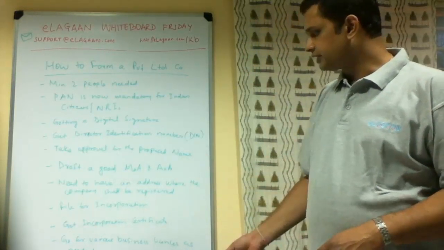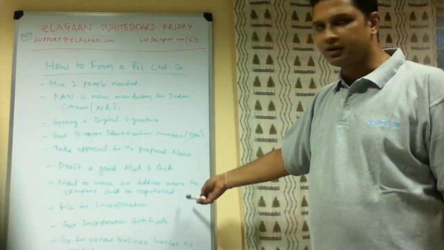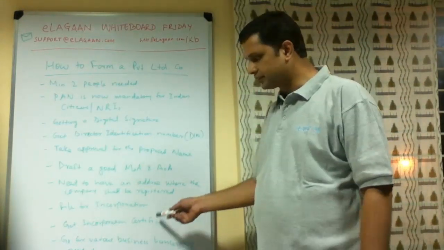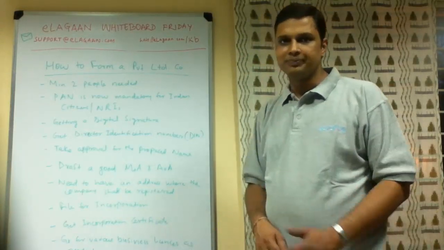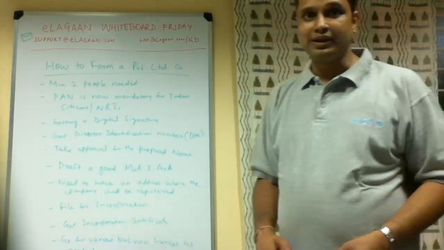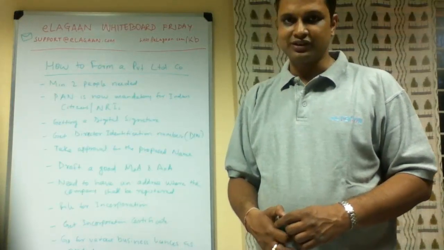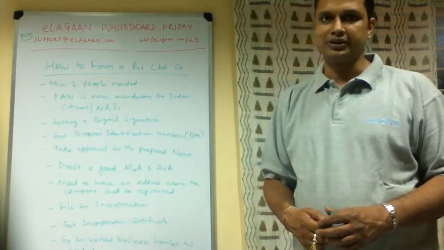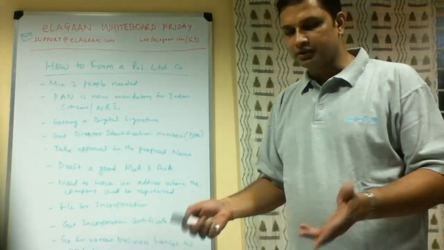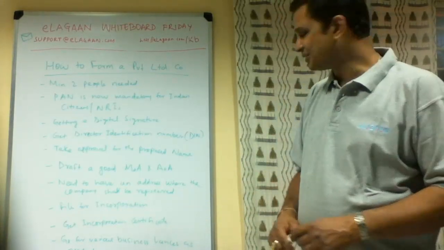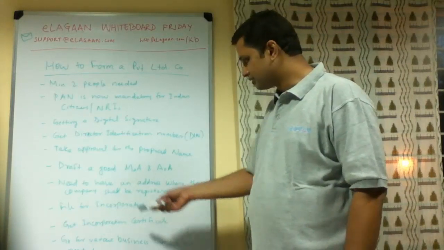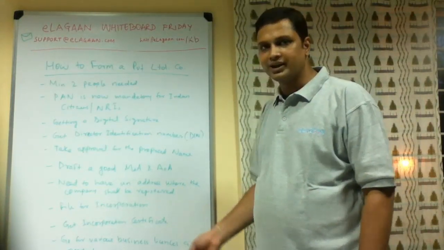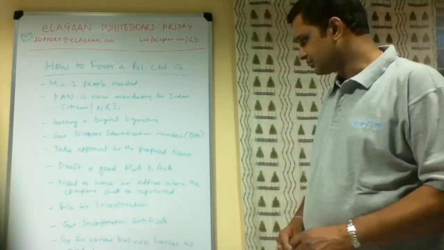And once all the documents are found to be in order, the ROC approves and you get a certificate of incorporation. So that's the day when your company is actually and legally in existence. After that, you can start entering into any kinds of agreements, or you can do any kind of business, or you can do the business that you had intended to. So the day the incorporation certificate is issued, that's the day your company is actually registered.